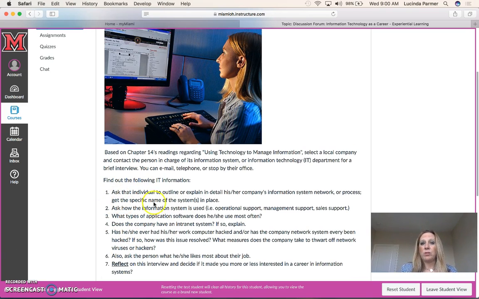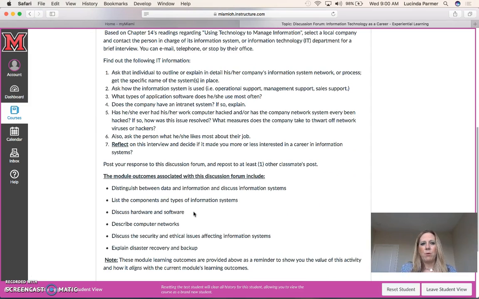And you have several questions. You're going to interview them about that career. For example, have that person, within reason, tell you about their company's information network, system network. What type of system is it? Is it operational support, management support, sales support? A lot of these concepts you can get in your reading materials and in the supplemental resources that I have uploaded for you.